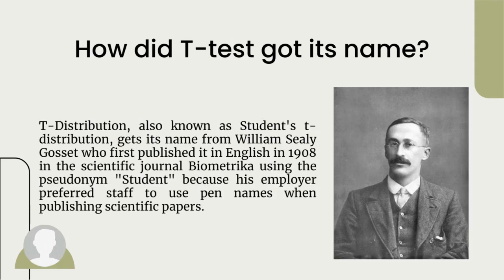So how did the t-test get its name? The t-distribution, also known as Student's t-distribution, got its name from William Sealy Gosset, who first published it in English in 1908 in the scientific journal Biometrika. He was using the pseudonym Student because at the time he was working at Guinness and his employer preferred his staff to use pen names when publishing scientific papers. Just like most writers nowadays, they are using pseudonyms or pen names.